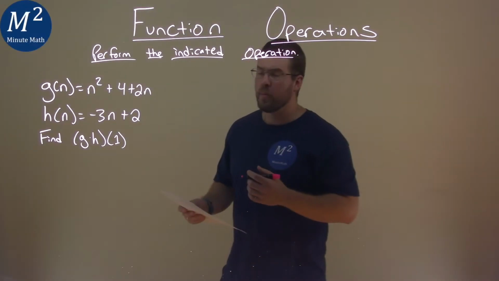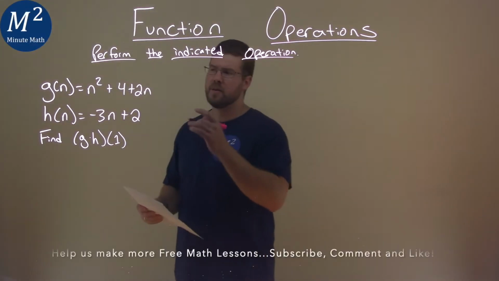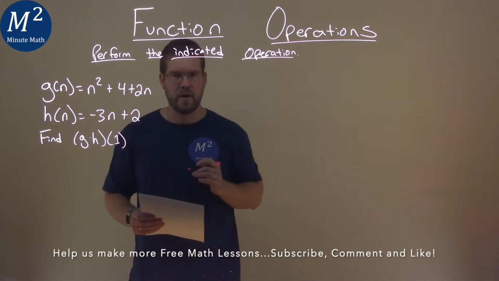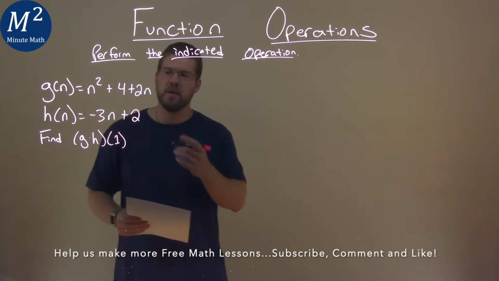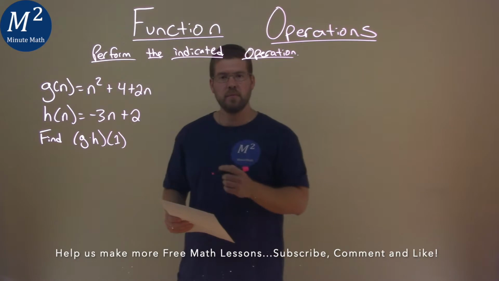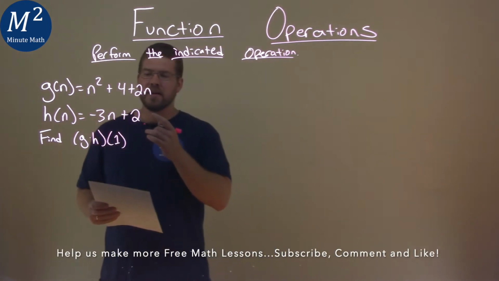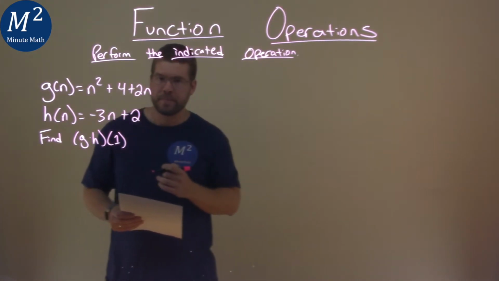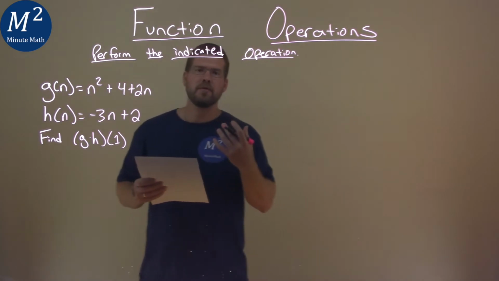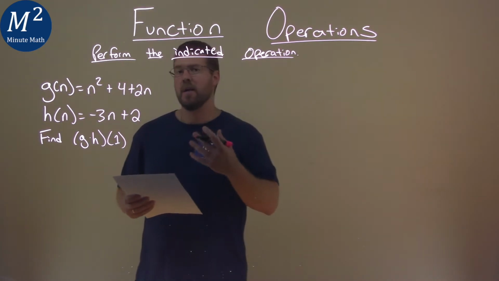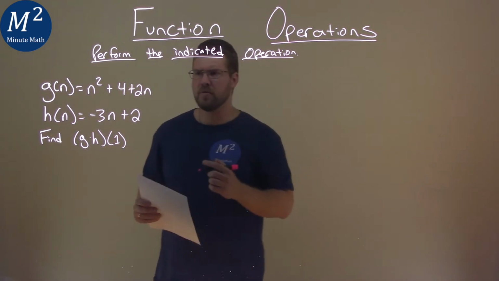We're given this problem right here. g of n is equal to n squared plus 4 plus 2n. h of n is equal to negative 3n plus 2, and we have to find g times h of 1. So what we want to first do is set up what is g times h of n. So let's go do that.